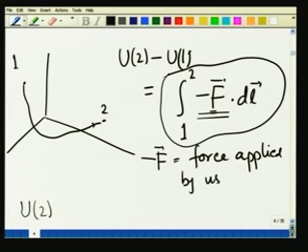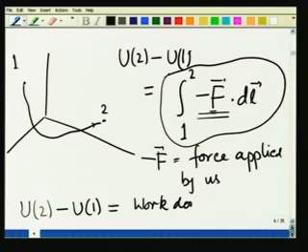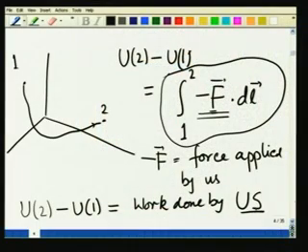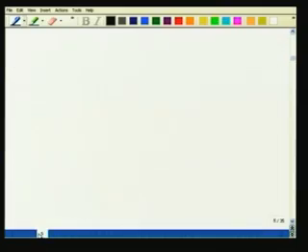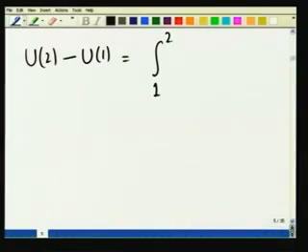So, by definition then u2 minus u1 is work done by us or by me in bringing the body from 1 to 2. Let me write it very clearly in the next slide. So, u2 minus u1 is equal to integral 1 to 2 of minus F dot dl.